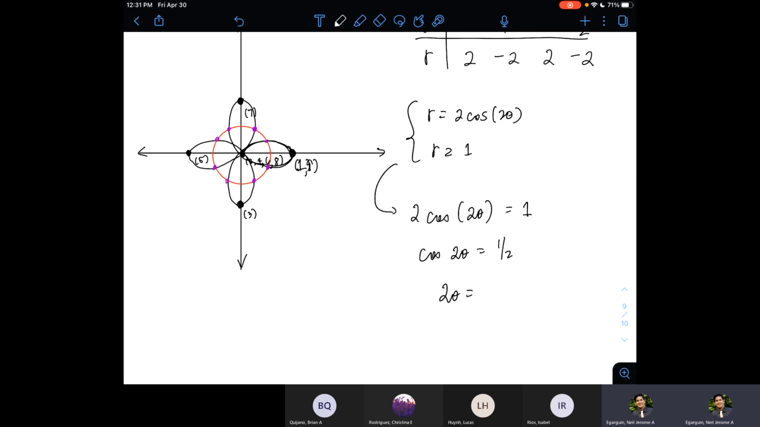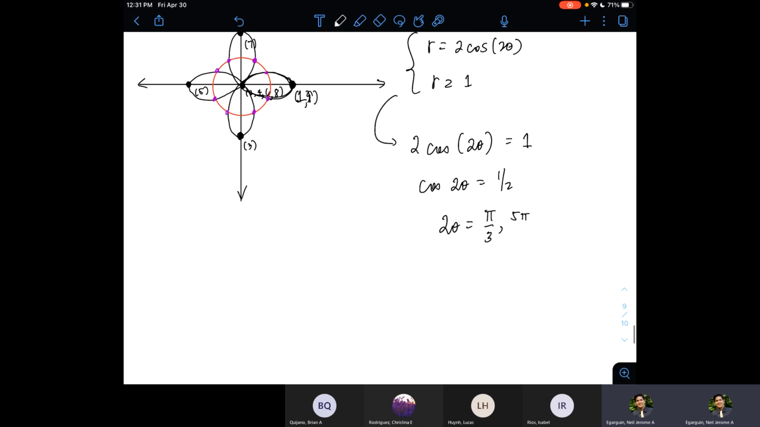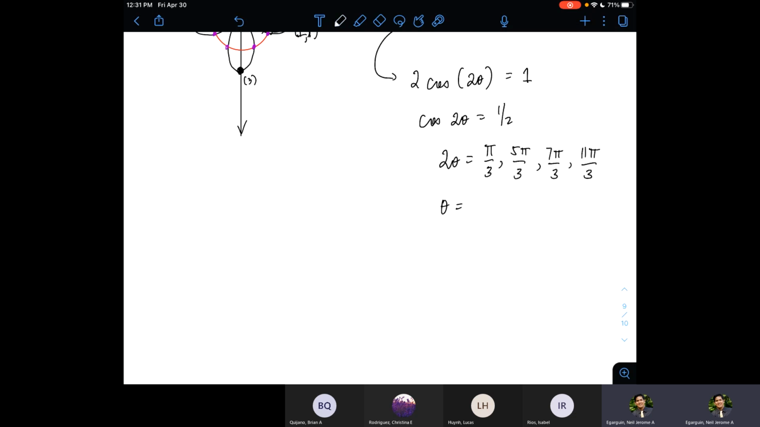What are the angles 2 theta whose cosine is 1/2? Cosine is 1/2 at pi over 3, and then 5 pi over 3. And then another revolution, because we have a 2 theta on the left side. So another revolution will bring us to 7 pi over 3 and 11 pi over 3. And then if we divide both sides by 2, we get pi over 6, 5 pi over 6, 7 pi over 6, and 11 pi over 6.